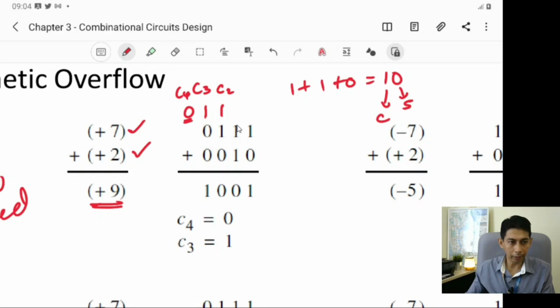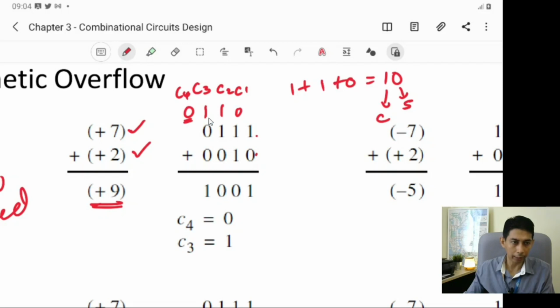Again I repeat, the operation is this: 1 plus 0, we have 1, and carry C1 is equal to 0. 1 plus 0, 1, we have no carry. But this one, 1 plus 1 plus 0, we have 1 0. So 0 is our sum, and carry is 1. So C2 we have 1. 1 plus 1 plus 0, we have 1 0 again.